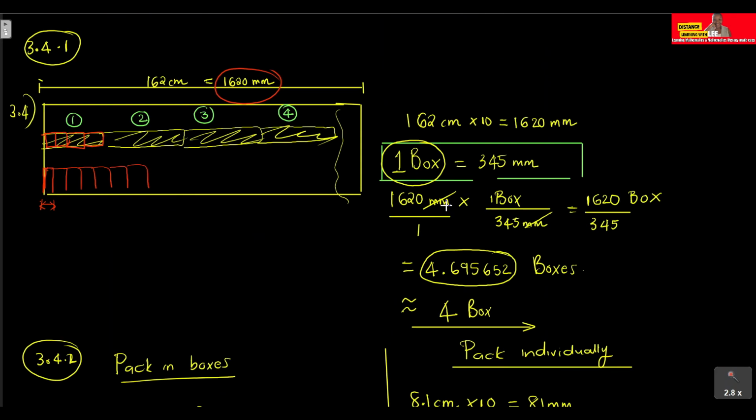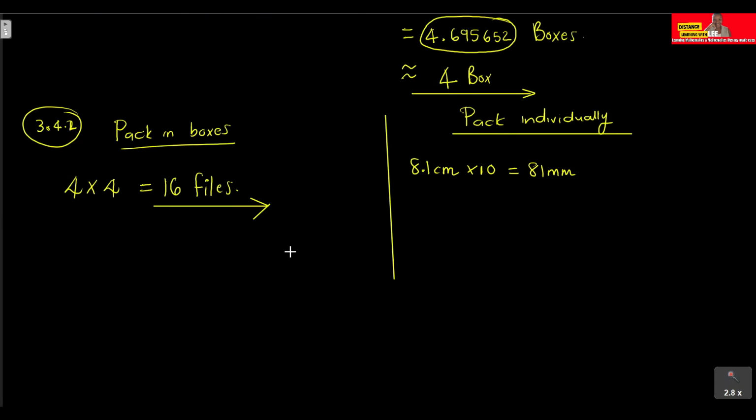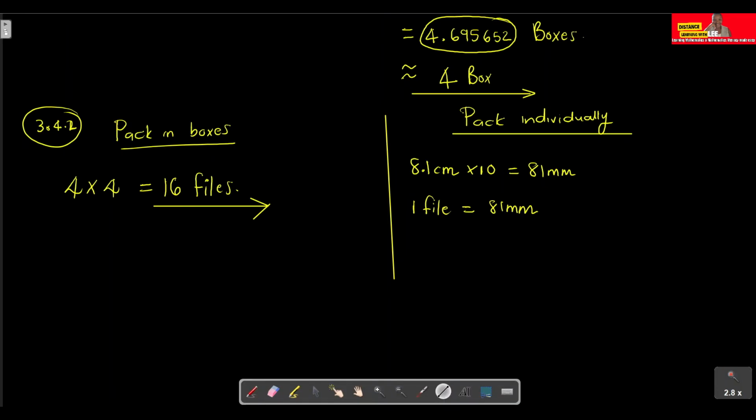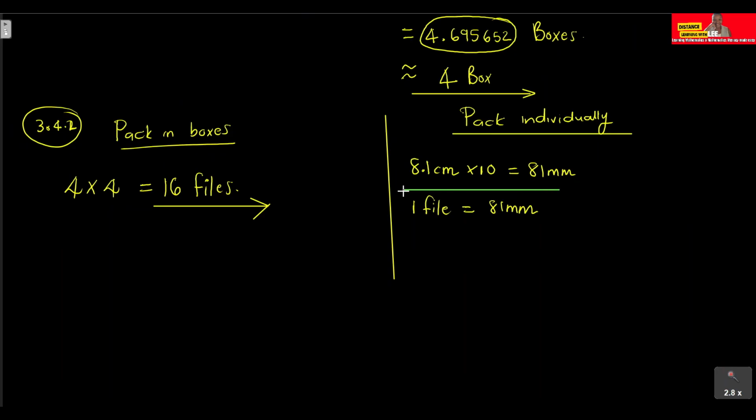So since now we know that the width from there to there is 81 millimeters, how many 81 millimeters can we now fit into this bookshelf? We already know here that one file is equal to 81 millimeters. So we're going to use this to help us determine how many files we can now fit into this bookshelf. We're trying to determine the files that we need.